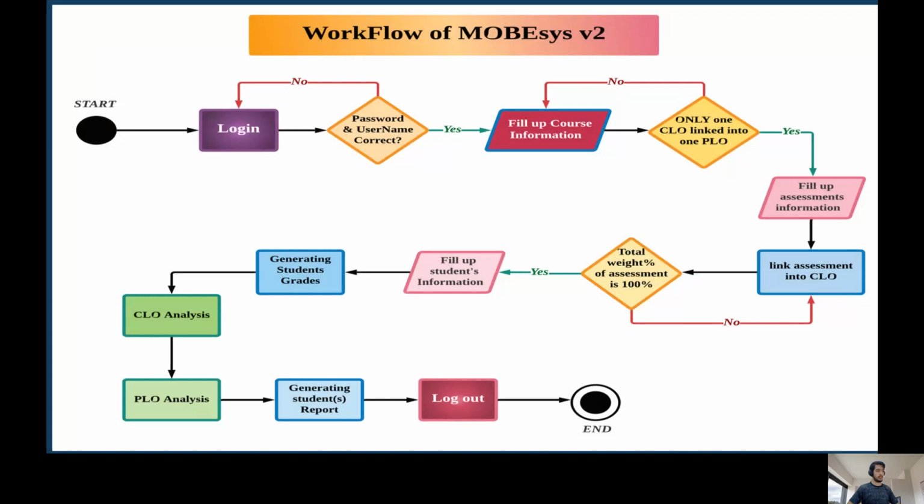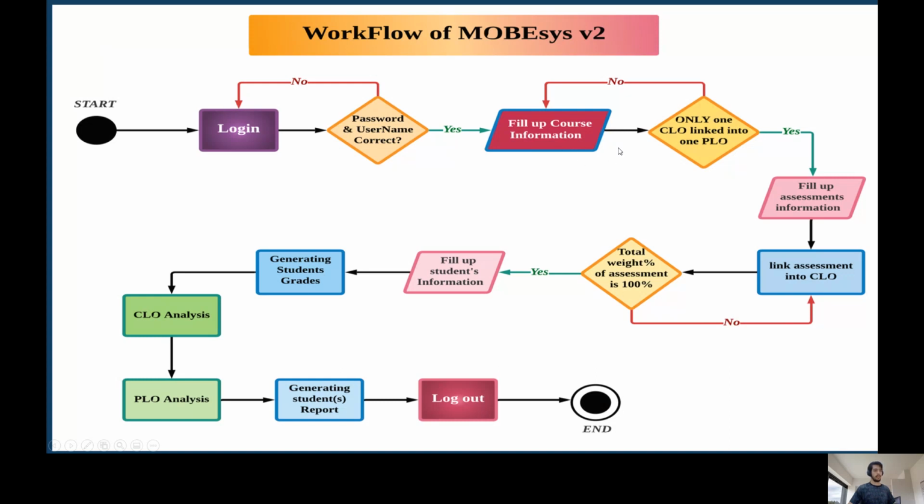The outcome-based education system is designed for academic institutions, for universities that use a traditional method such as Excel sheets. As we can see, in the workflow the user will start with logging in with the correct email and password. After a successful login, they will fill up the course information, which we will see shortly in the demo.